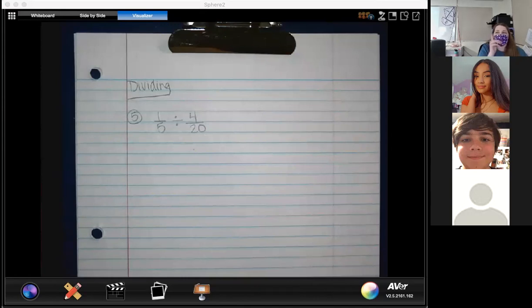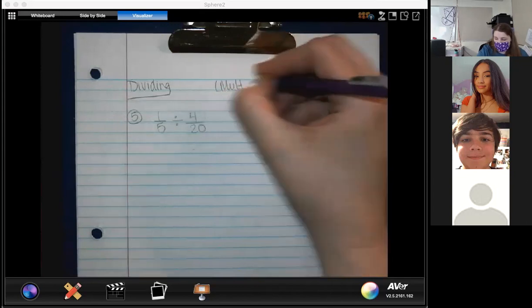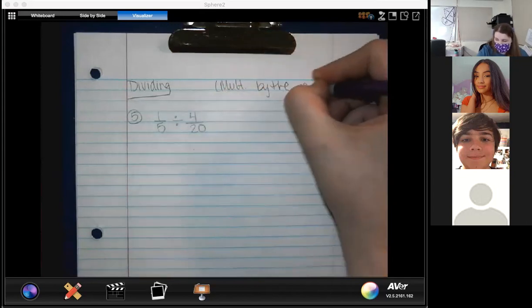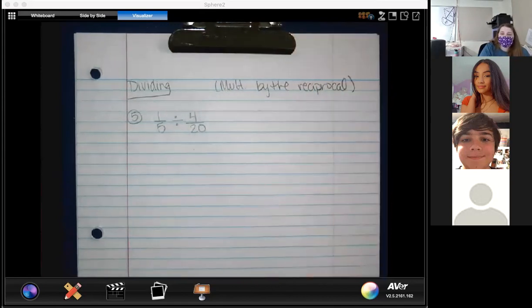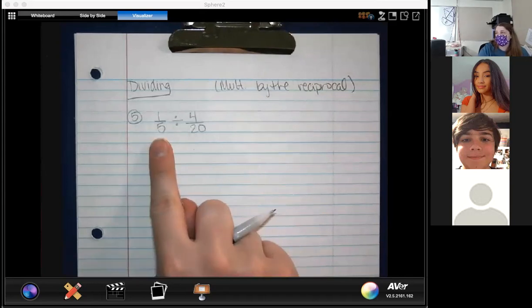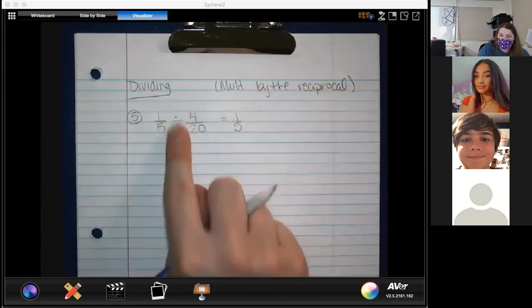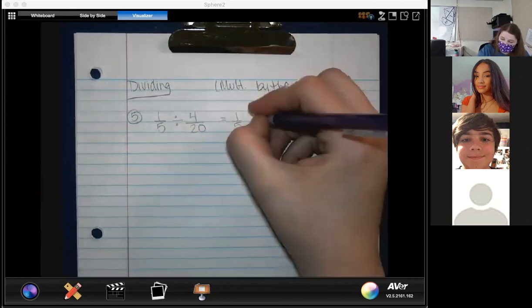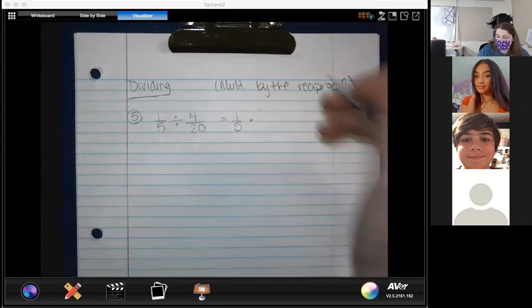Do we ever divide fractions? No. What do we do instead? We multiply by the reciprocal. So what does that mean when we multiply by the reciprocal? Does the first one change? Nope. 1/5 stays the same. Instead of dividing, we're multiplying. And the reciprocal of 4/20 would be 20/4.